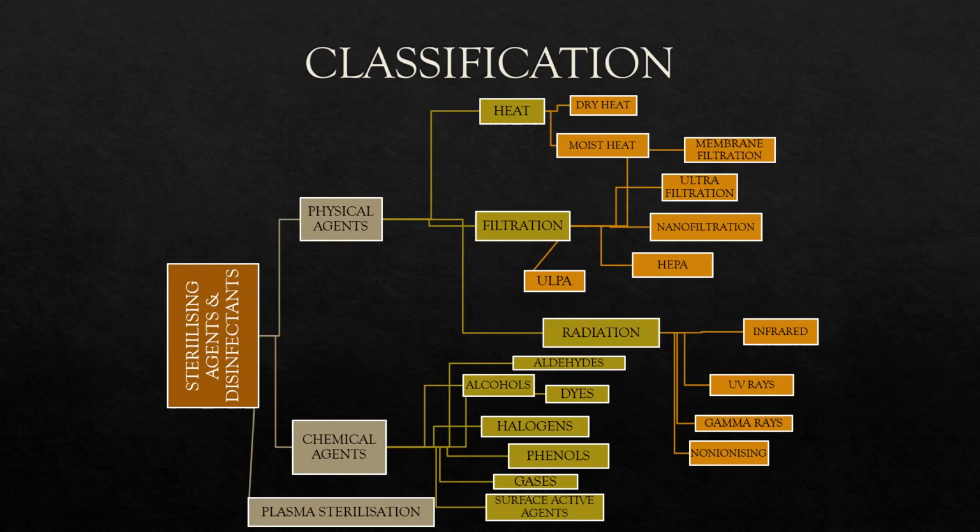Now the classification is divided into three agents or three methods. One is the physical agent, then the chemical agent, and plasma sterilization. Under physical agents we have heat, filtration and radiation. For heat we have dry heat and moist heat. Under filtration we have membrane filtration, nanofiltration, ultrafiltration, HEPA and ALPA. In radiation we have infrared, UV rays, gamma rays, non-ionizing rays. For chemical agents we have aldehydes, alcohols, dyes, halogens, phenols, gases, surface active agents. And plasma sterilization is a newly invented way of sterilizing.